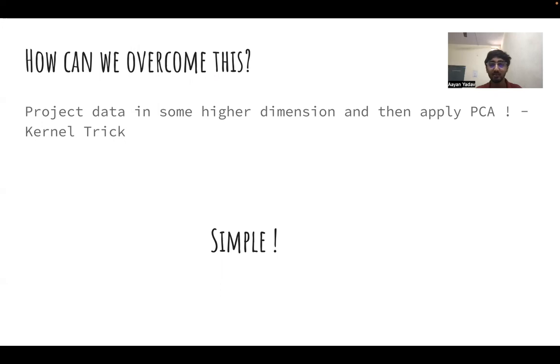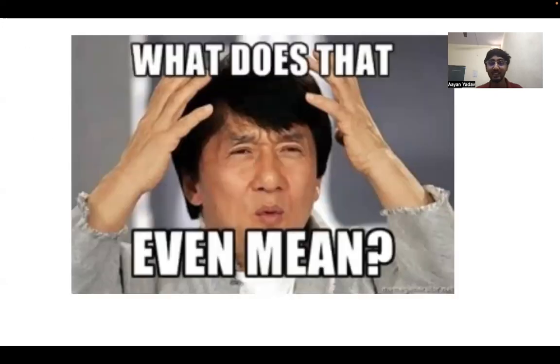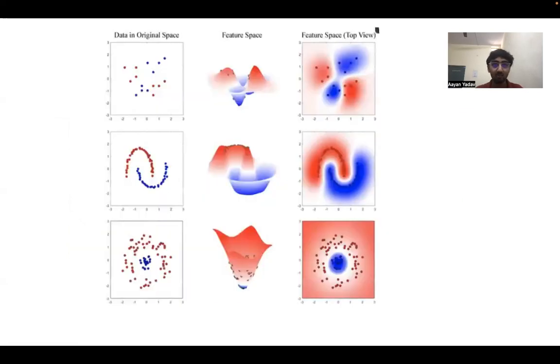Simple. Okay, that's not that simple. So I will go on and explain what that means. Say we have this data, and the first one, the data in original space. We can clearly see it's difficult to separate data by a line. It's not linearly related. It's somewhat random.